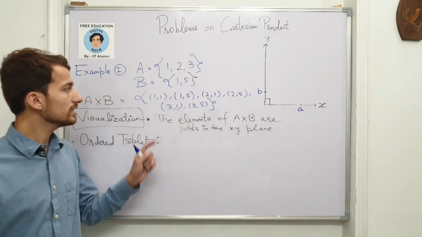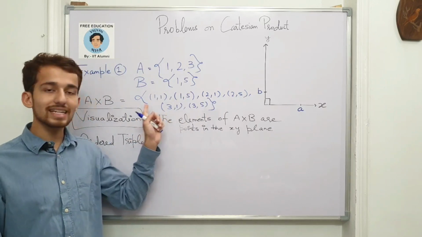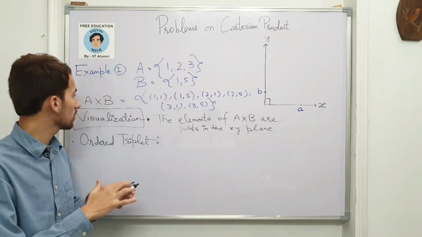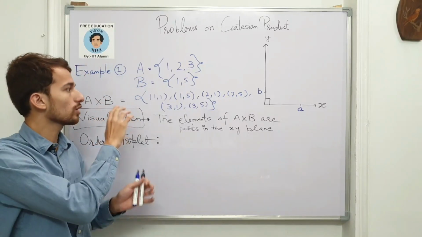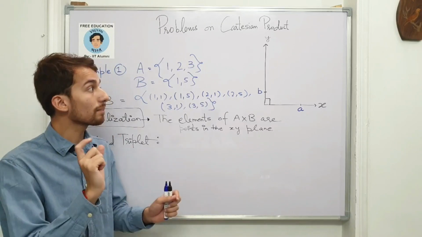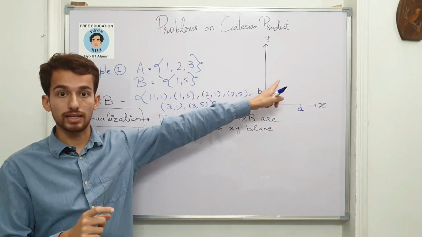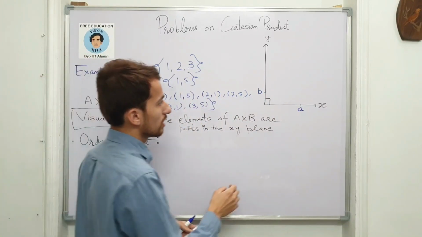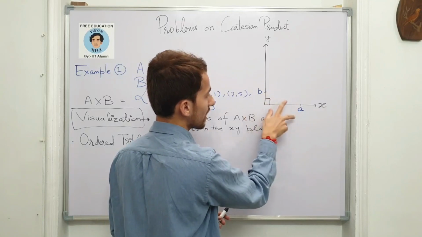Fine. So these elements, what are these elements? Basically every ordered pair corresponds to an element of this Cartesian product. So in all there are 6 elements, 6 ordered pairs, and each ordered pair represents a point in this xy plane. We can understand it by plotting some of these points. In general I have expressed A and B.